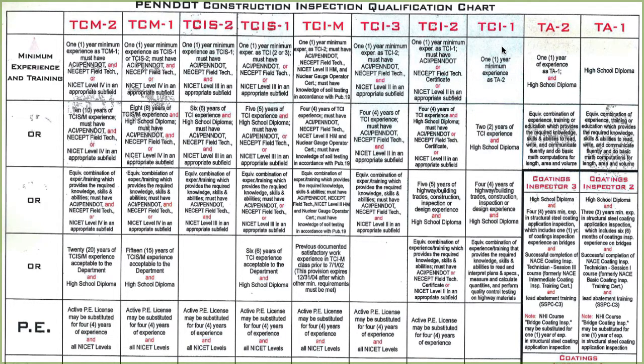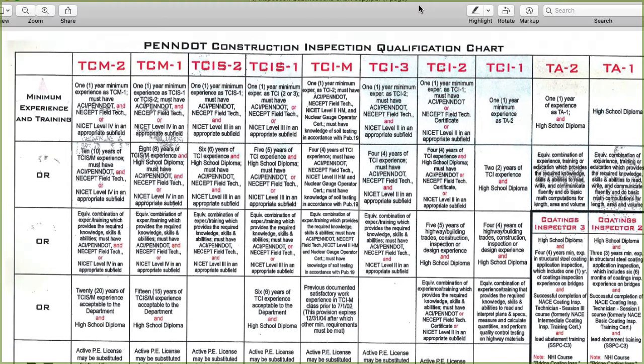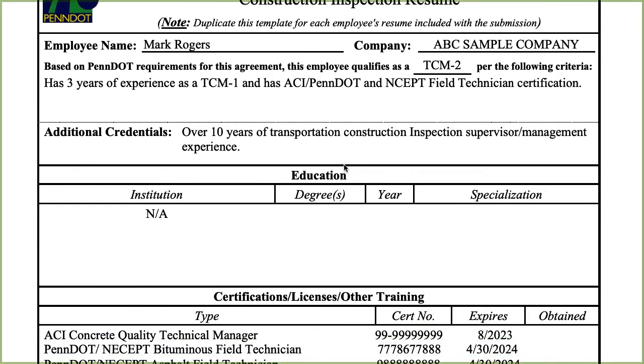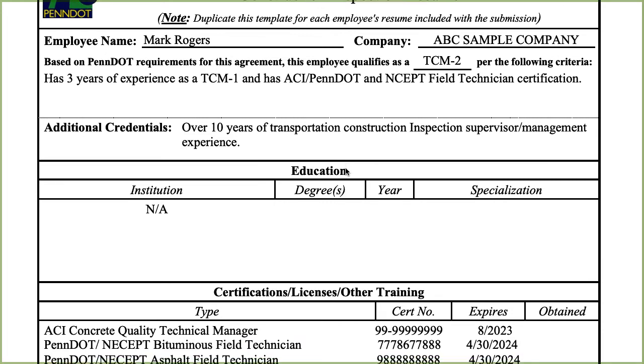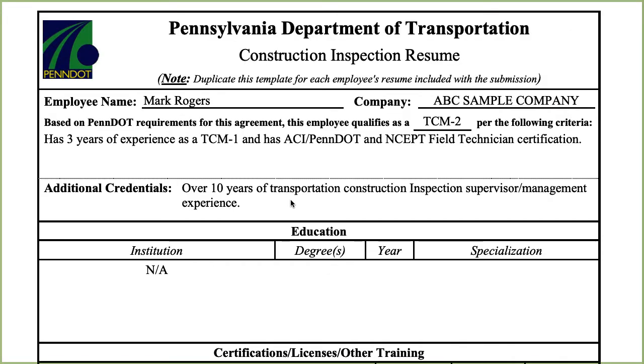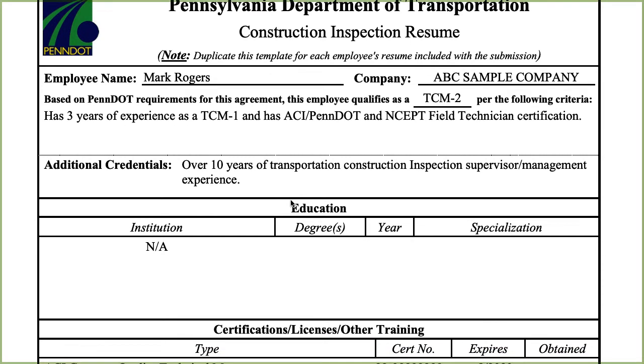And this is your responsibility. If we set up Mark Rogers to be a TCM2 for a given statement of interest, and we win, and he's utilized, and then PennDOT goes back and says, wait up, you don't have the 3 years of experience as a TCM1 that you said qualifies, so he's not going to be able to qualify. Then we're going to have to do some kind of substitution. We're not going to be able to use him, so it's very important, because it's on us to get this right.